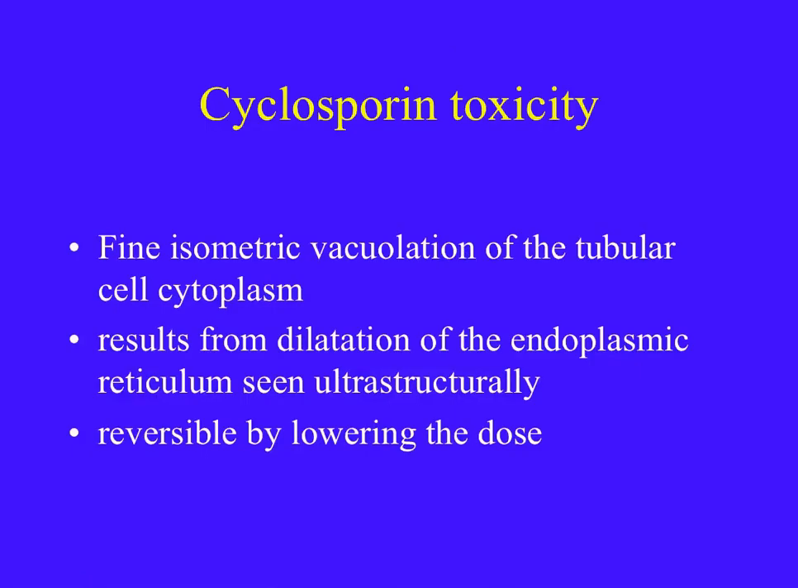Now, cyclosporin may also cause toxicity-associated histological appearances in our biopsies of renal transplants. So there may be widespread fine isometric vacuolation of the tubular cell cytoplasm that results from dilatation of the endoplasmic reticulum seen ultrastructurally. And this is an example of damage that may be reversible by lowering the dose of immunosuppressive drugs.